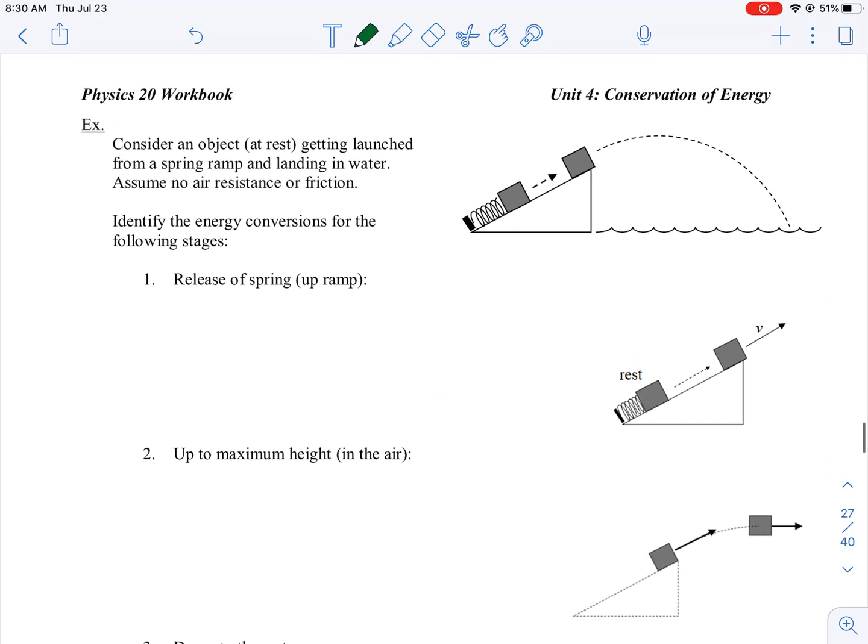Your turn. So what we have now on the top here, you have this example in your workbook. We have an object, and essentially what happens is this: we have a compressed spring, and it's going to launch this object up to the top of a ramp, go flying through the air, and it lands in the water. And your job is to figure out, if there's no friction or air resistance all the way through, what are the conversions for each stage? And I've kind of listed all the stages for you. I encourage you guys to try this question yourself first, and then see how you do. So just pause, and then we'll take it on.